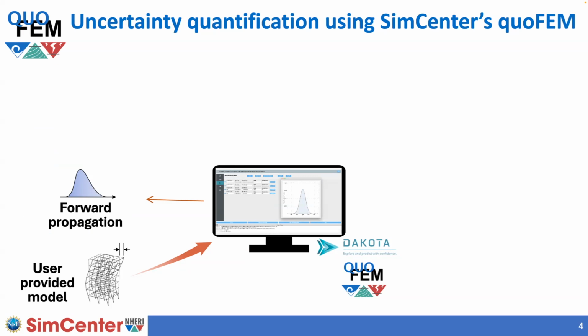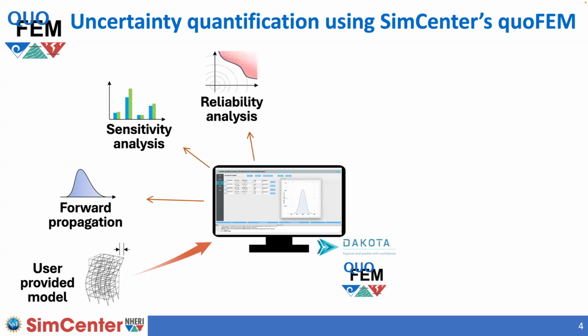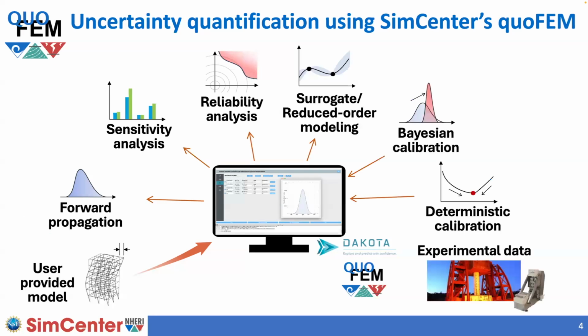But QuoFEM can allow you to do a lot more than just forward propagation. It can allow you to do sensitivity analysis, reliability analysis when you are dealing with rare event simulation, surrogate and reduced order modeling when you want to reduce the computational time of your simulation tools. And also it allows you to perform Bayesian and deterministic calibration of your model against experimental data. QuoFEM is powerful, and it is one of the most popular software that SimCenter has developed. So far, it has thousands of active users and is cited in journal publications many, many times.